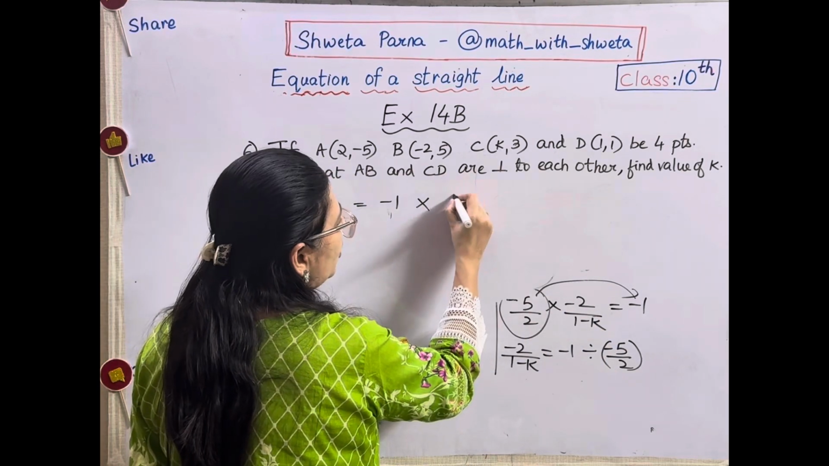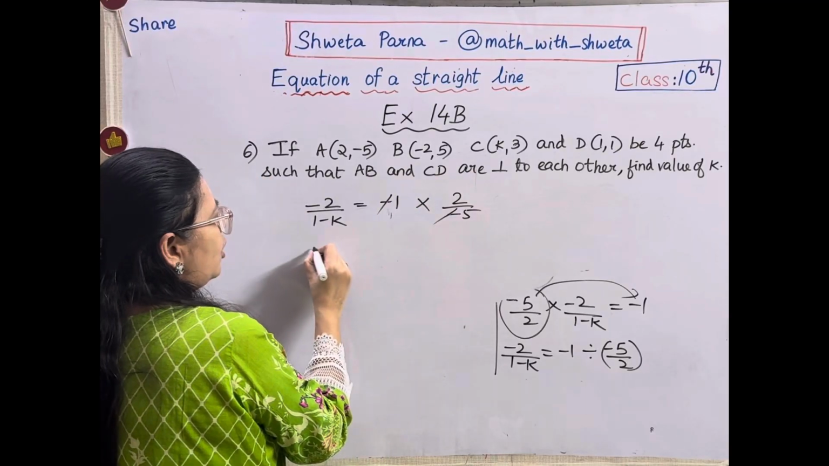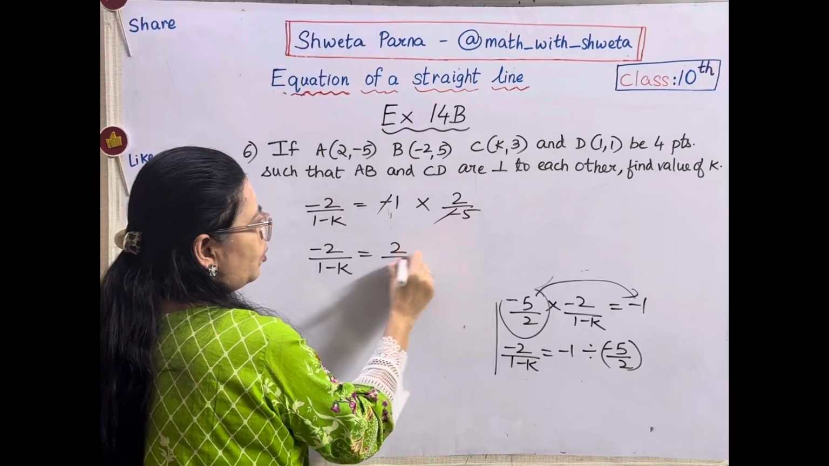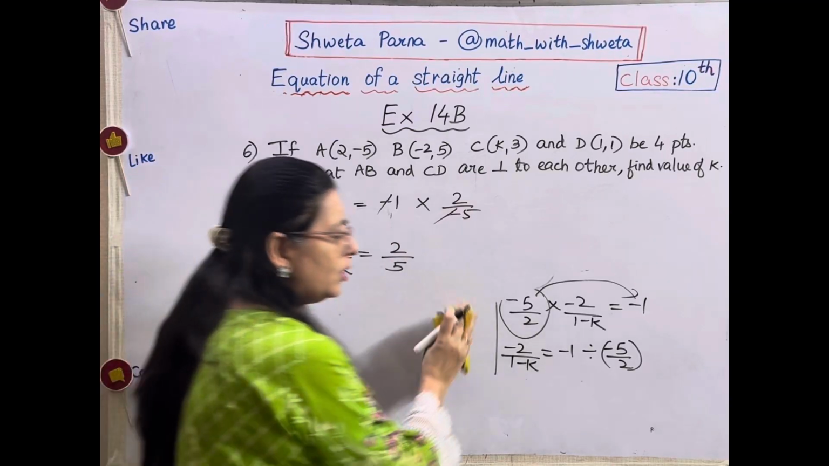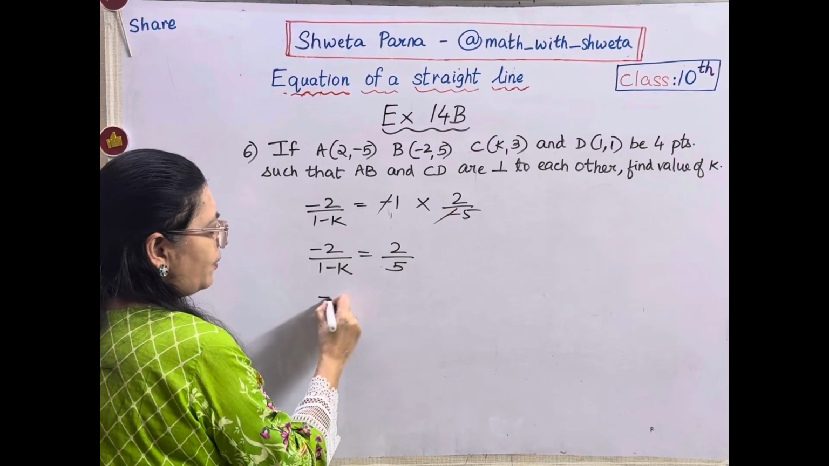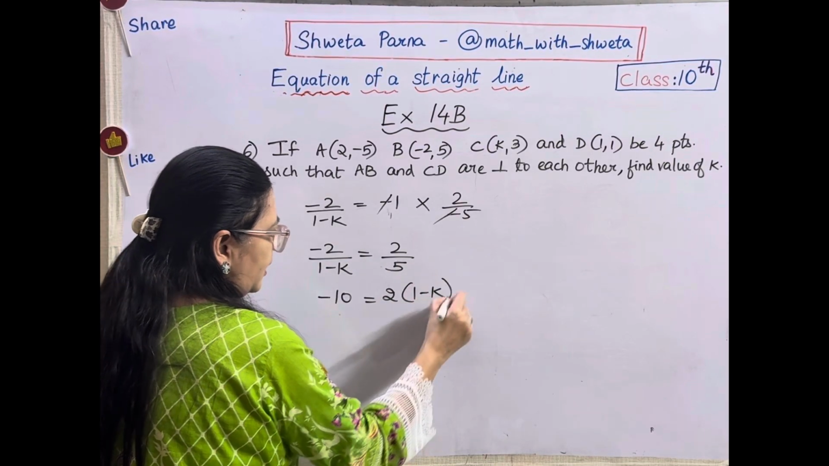So it is 2 upon minus 5. Minus and minus get cancelled. So minus 2 upon 1 minus k is equal to 2 upon 5. Now let's cross multiply. So minus 2 into 5 is minus 10, is equal to twice 1 minus k.